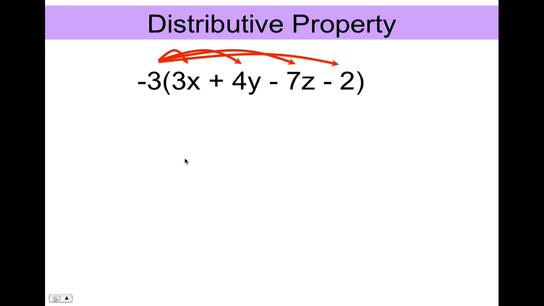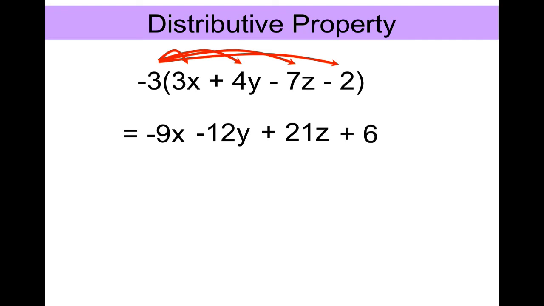When we multiply by negative 3, everything's going to change its sign. So negative 3 times 3x equals negative 9x. Negative 3 times positive 4y equals negative 12y. Negative 3 times negative 7z equals positive 21z. And negative 3 times negative 2 equals positive 6.